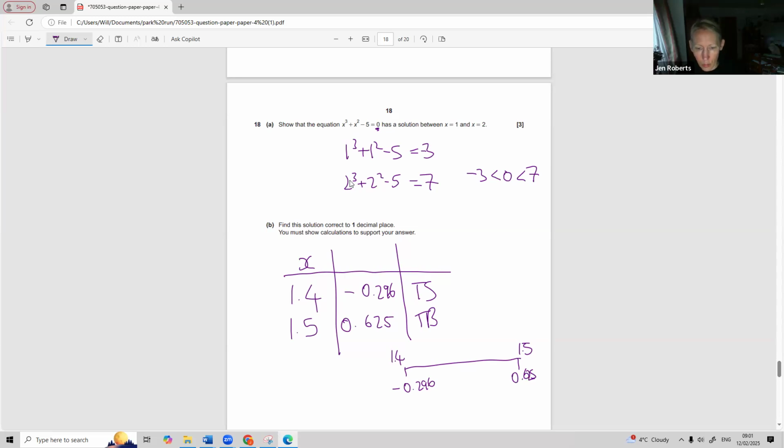So let's just substitute in an x between 1.4 and 1.5, be 1.45. So 1.45 cubed plus 1.45 squared minus 5 is 0.151. We actually want our answer to be 0. Where does 0 lie? Well, it's here, which is close to 1.4. So x is 1.4 to 1 decimal place.